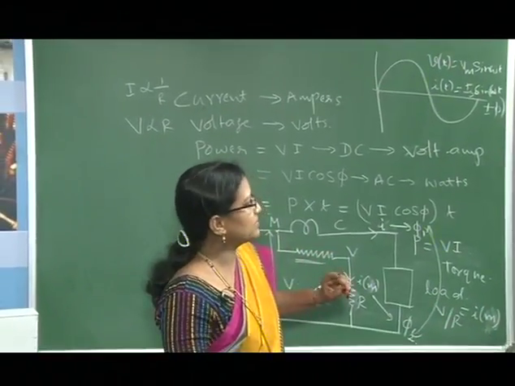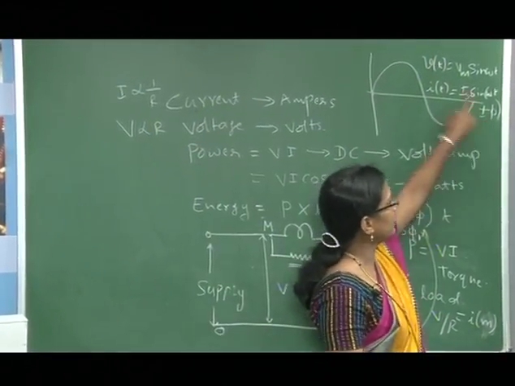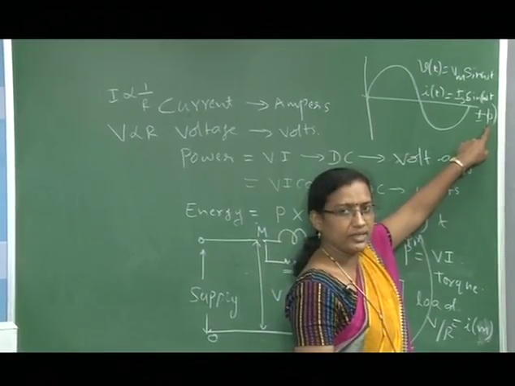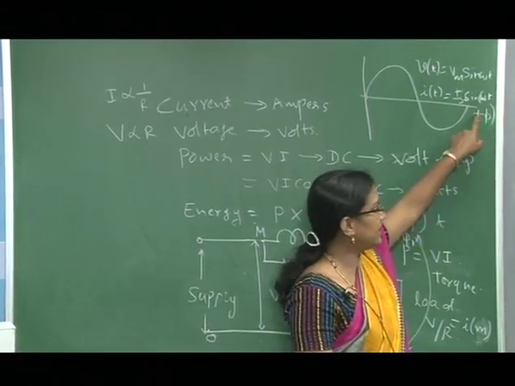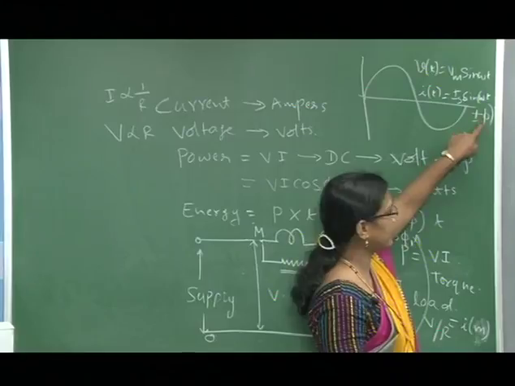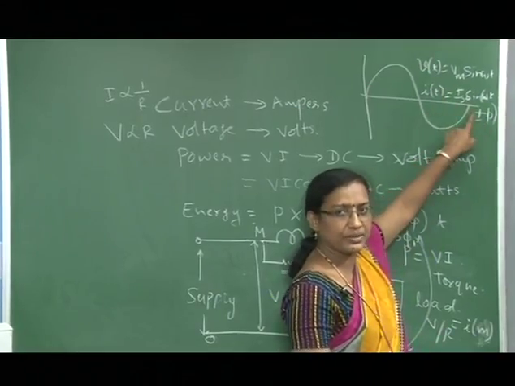In case of an inductive circuit, current lags the voltage by an angle phi. In case of a capacitive circuit, current leads the voltage by an angle phi. So this is how you are going to represent it.